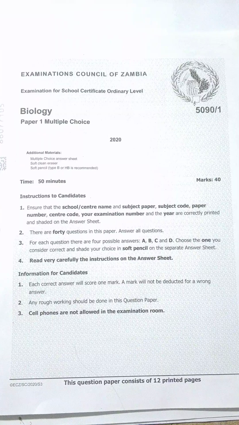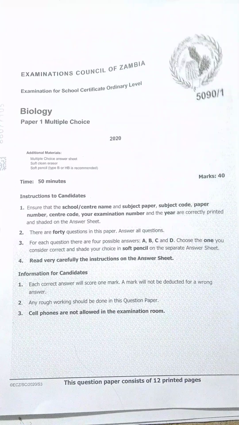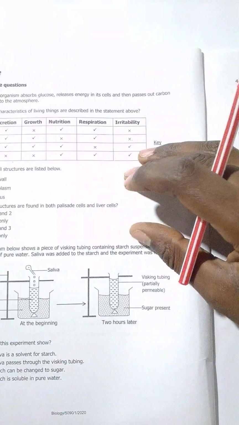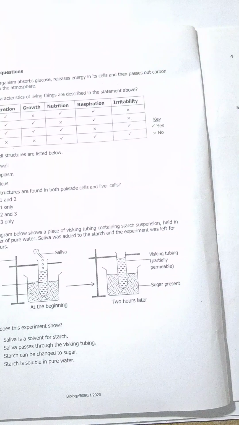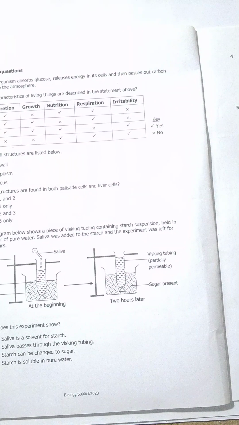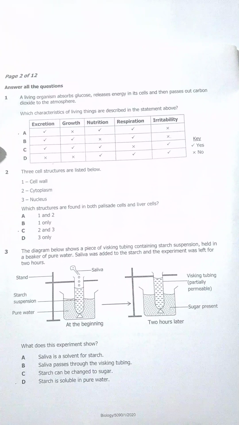Today we're going to look at Biology Paper 1, which came in 2020 for internals. This is the entire paper, which consists of multiple choice. So we'll try to explain where it is due. We'll try to close so that we do as many questions as we can within the shortest period of time.